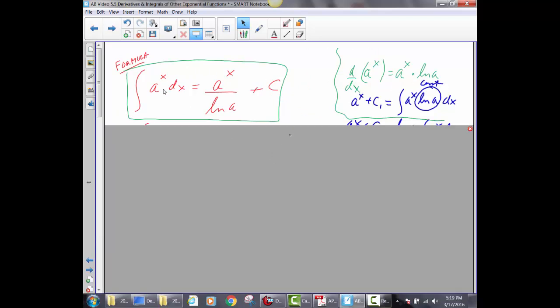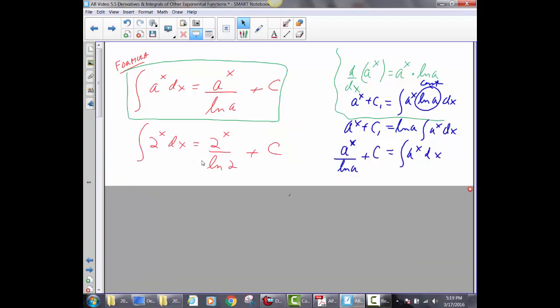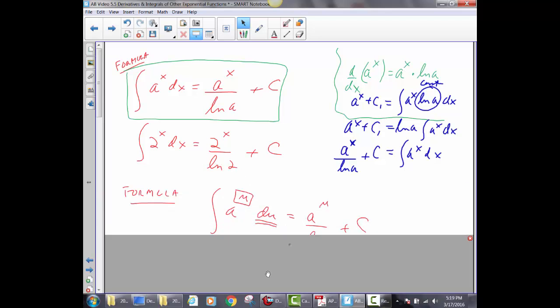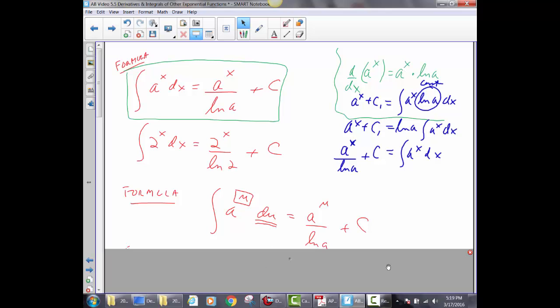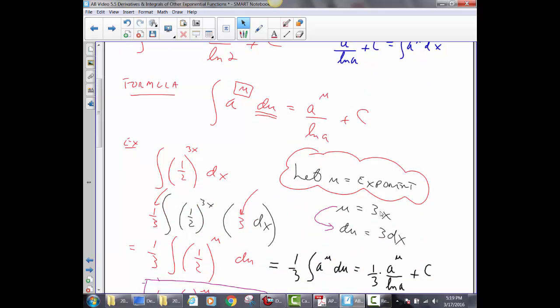If the derivative of a to the x is a to the x times ln a, then it makes sense that the antiderivative of a to the x dx is a to the x divided by ln a. For example, the integral of 2 to the x dx is 2 to the x divided by ln 2. So your formula: the integral of a to the u du is a to the u over ln a.